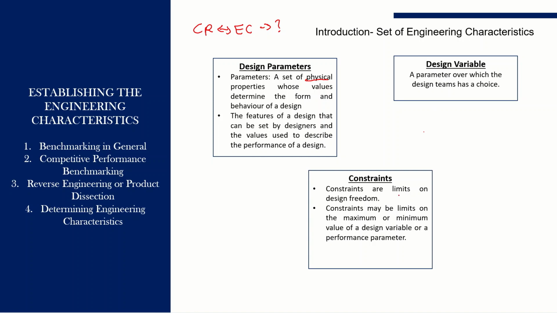Constraints may be limits on the maximum or minimum. So each parameter would have a minimum and maximum value. That is the constraint of your design. Maybe the design of the product cannot withstand a certain amount of force. So from that limit you may know what types of material are suitable for the product that can withstand a certain amount of force.